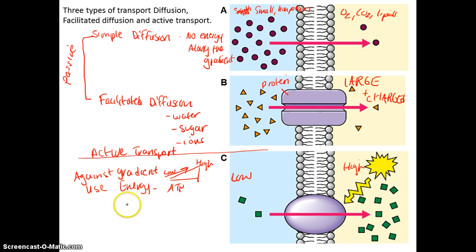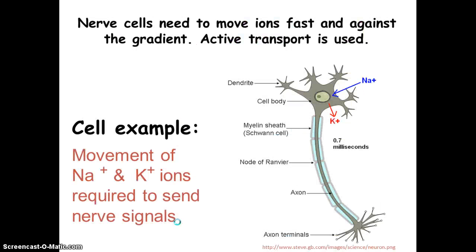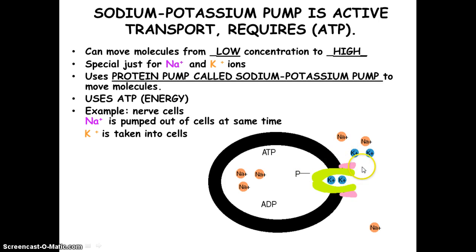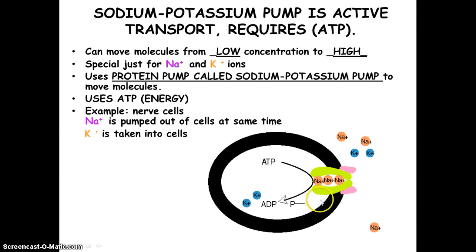And what kind of things use active transport? Things like ions, like sodium, potassium, and hydrogen. Now, nerve cells are an example where they need to move ions really fast and against a gradient. And here's where active transport is used. And there's a special protein called the sodium-potassium pump. What a sodium-potassium pump does is it pumps sodium out of the cell, so you have a high concentration of sodium outside the cell and high concentration of potassium in the cell, forming an electrochemical gradient.